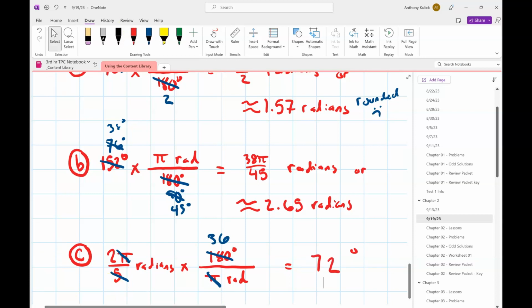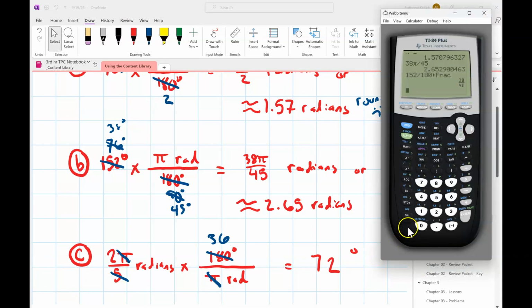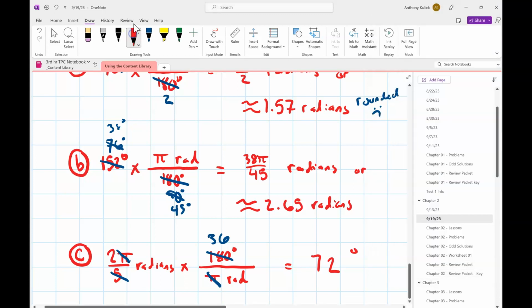Or, if you wanted to, you can just type it all into your calculator. Again, the pi's I just canceled by hand, so really I'm just doing 2/5 times 180. 72. So far, so good? Okay.